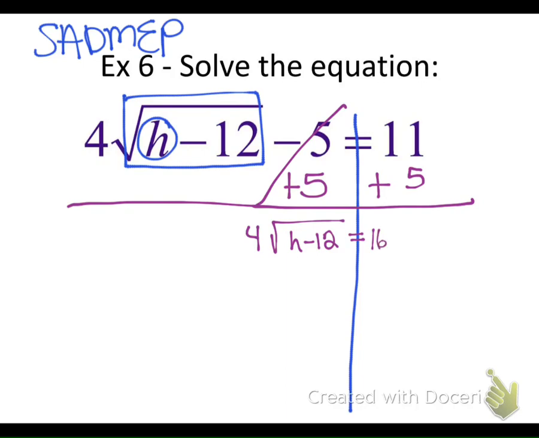16. Now, is my square root by itself? No. What do I have to get rid of now? How do I do that? Divide by 4. There you go. So then on the left side, I bring down my square root because I haven't gotten rid of that square root sign yet, h minus 12. Now on my right side, 16 divided by 4 is 4.